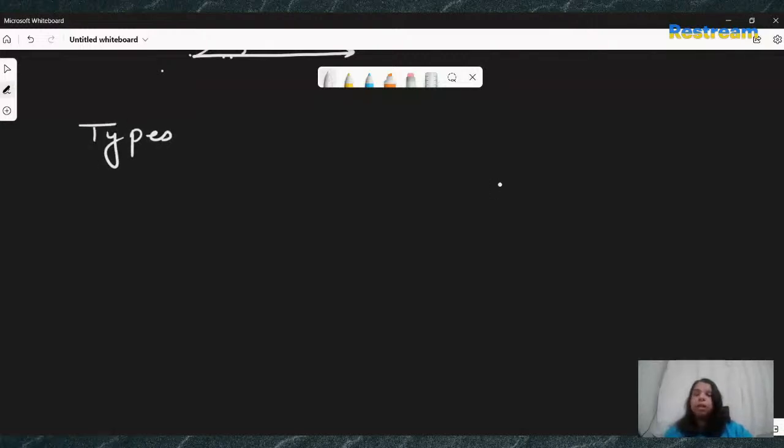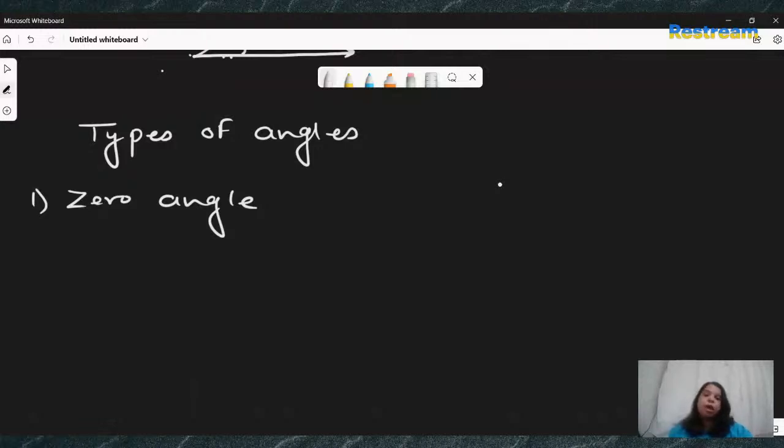Let's start with types of angles. So the first angle that we are going to do is the zero angle. As the name suggests, the zero angle has a measure of 0. So let's say this is your O, this is your A, and then we have another one here, it is B. So angle AOB is equal to 0 degrees.